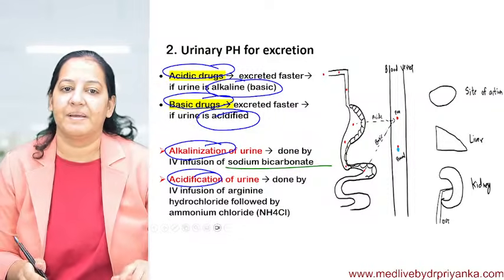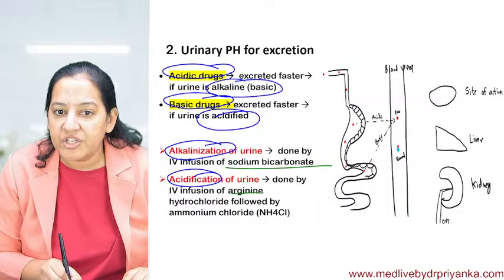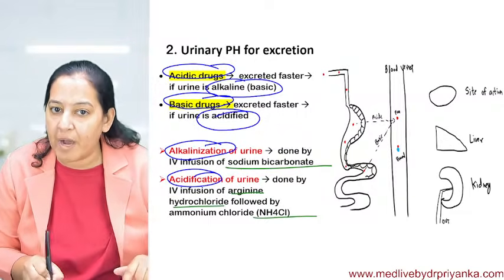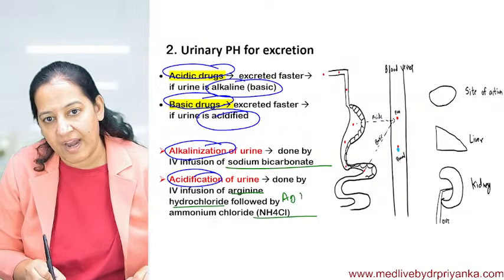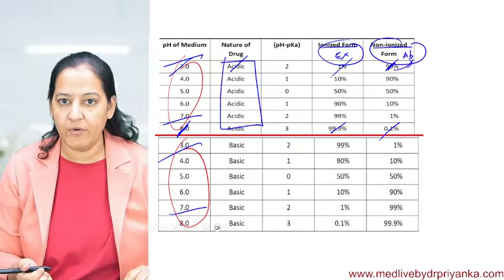The urine automatically becomes basic. If you want to acidify the urine, start the drip of arginine hydrochloride followed by ammonium chloride. Arginine hydrochloride followed by ammonium chloride, if you want to acidify the urine. You are getting my point.